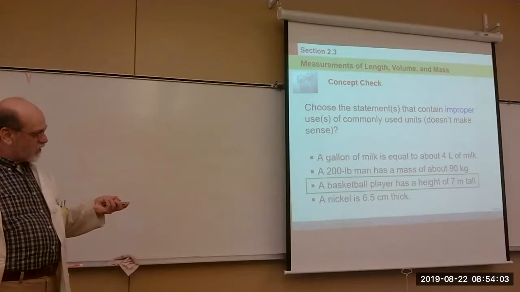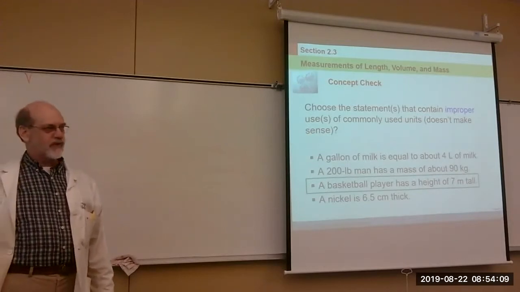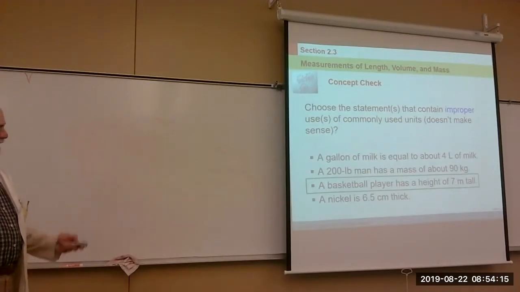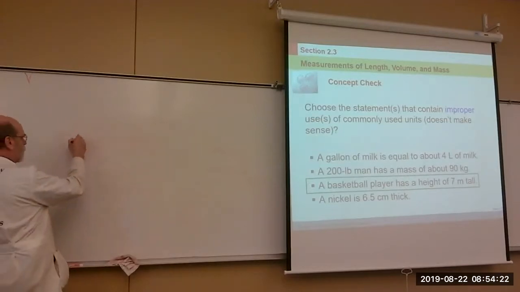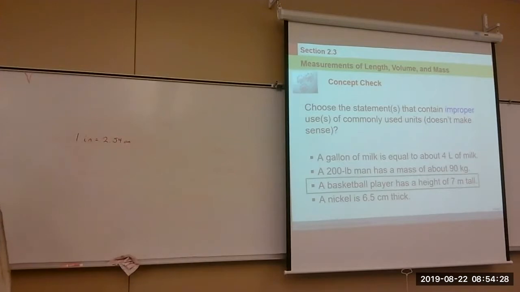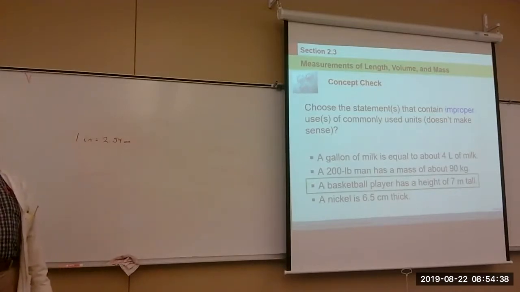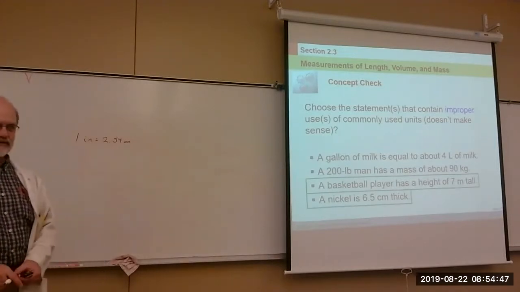But this one, a basketball player has a height of 7 meters. So a meter is a little more than a yard. So is a basketball player 7 yards tall or 21 feet? No, I don't think so. How about a nickel? 6.5 centimeters. What's a centimeter? Well, I'll give you this one. 1 inch is equal to 2.54 centimeters. Right. So 1 inch. Well, it's too big. It's too thick, isn't it? Because a nickel is only about that thick, which is maybe a fourth or even an eighth. I'm probably closer to an eighth of an inch. So that one's wrong too. Okay, just doesn't fit.